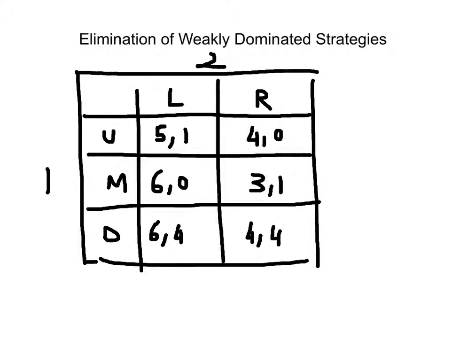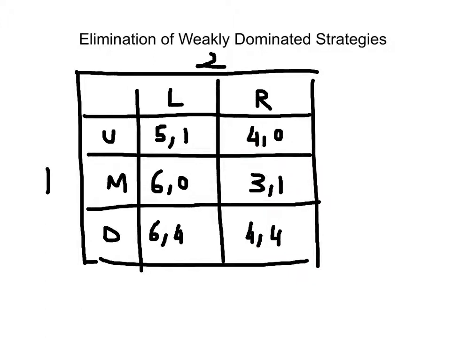So both U and M are weakly dominated, and you can verify this simply by observing that the payoff for strategy D is equal to the payoff for strategy M if player 2 plays L, but if player 2 plays R, the payoff is greater, right? 4 is greater than 3, so there's simply weak dominance. And similarly, if you compare strategy U and D, you find that the payoff for strategy D is greater than the payoff for U here, but then 4 is equal to 4.